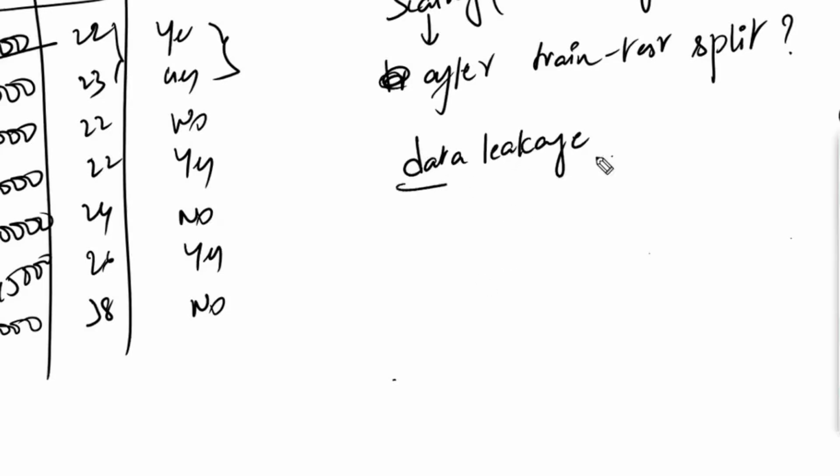In the interview, they are going to ask you the question, what is meant by data leakage? Okay. In the interview, they'll ask you the question called, what is data leakage? Data leakage means you are leaking the test data beforehand.